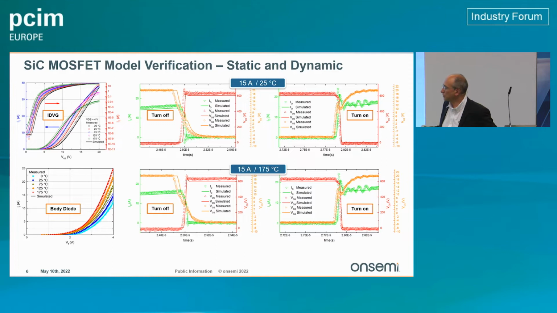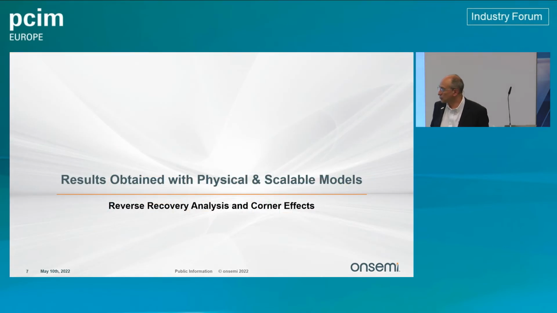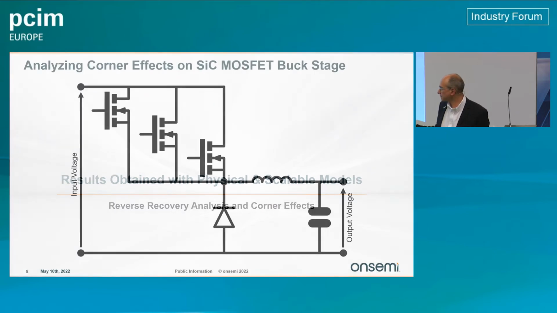The body diode: we all know that in SPICE, diodes are perfect. Here you can see that the threshold voltage of the diode changes with temperature, and changes in the right direction, decreasing as the temperature increases. So all non-linearities are included in those models. So let's go into detail with the results that we can obtain.